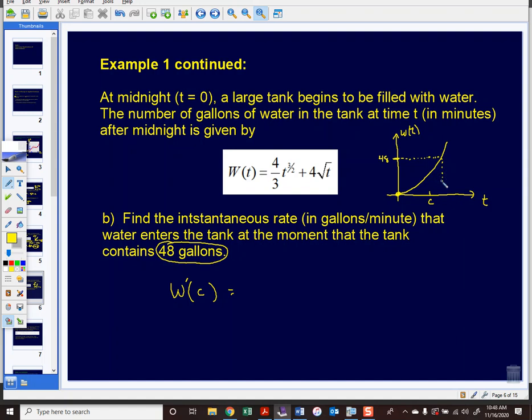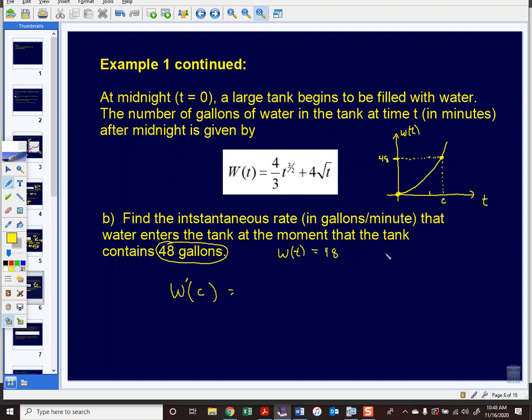at what instant was the volume of water 48 gallons. And so that leads me to think I've got to solve and figure out when this water function measures 48. So to find the c, I've got to solve when does the water actually equal 48.